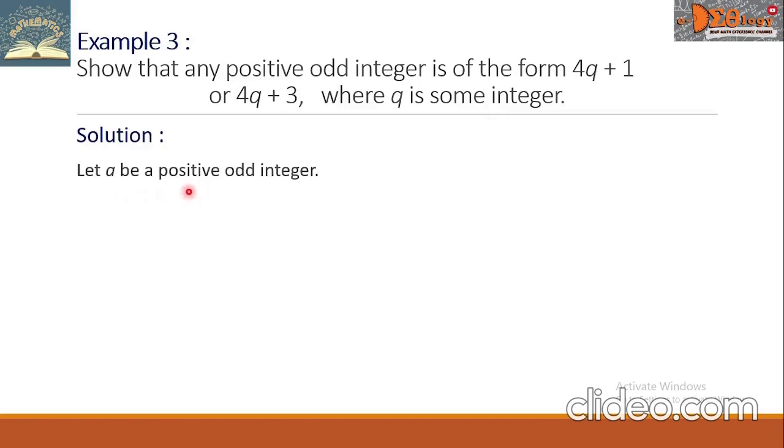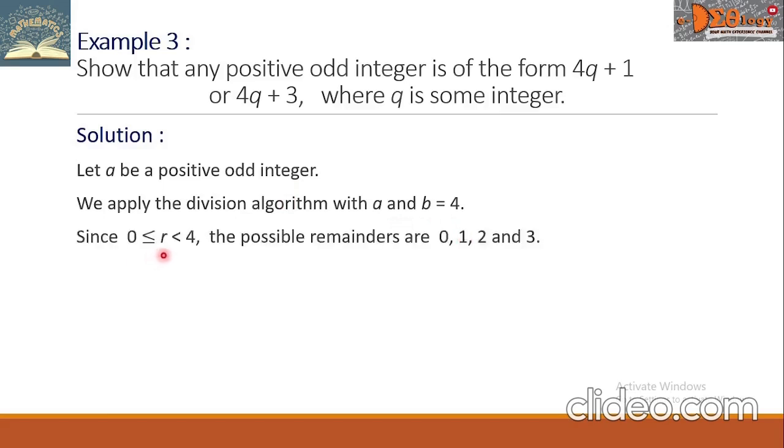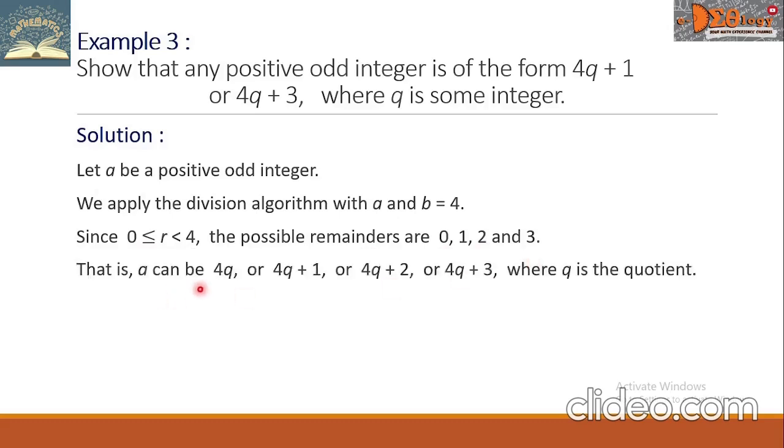Let a be a positive odd integer. We apply the division algorithm with a and b equals 4. Since r is more than or equal to 0 but less than 4, the possible remainders are 0, 1, 2, and 3. That is, a can be 4q, or 4q plus 1, or 4q plus 2, or 4q plus 3, where q is the quotient.